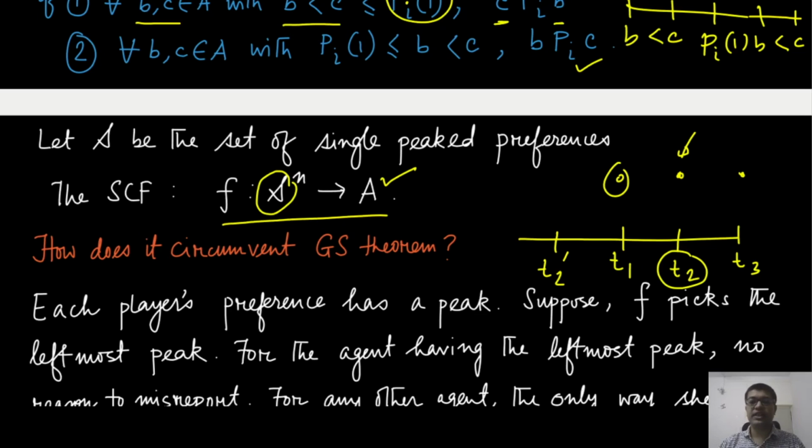Let us see why it is strategy proof. If player 2 has this peak, that is going to be the outcome of the median. So if the player itself is the median player, then it has no reason to manipulate, no reason to report its peak to be something different, because it is getting what it prefers the most.